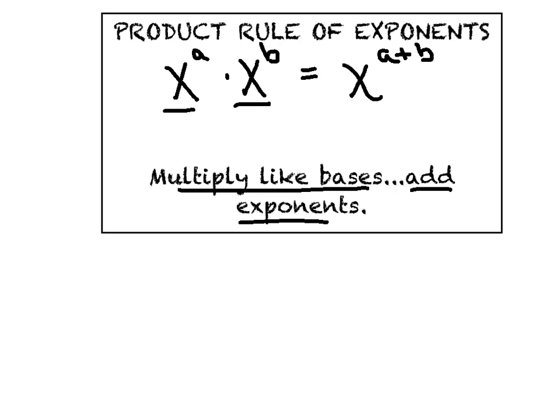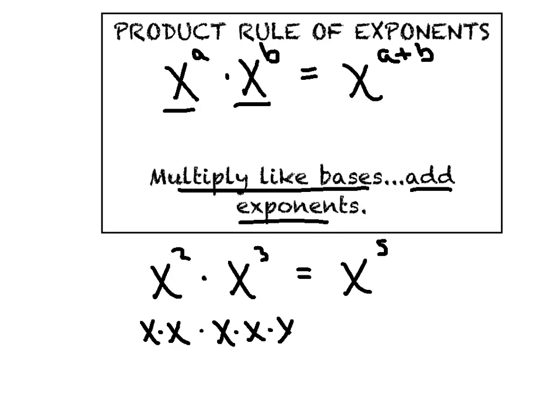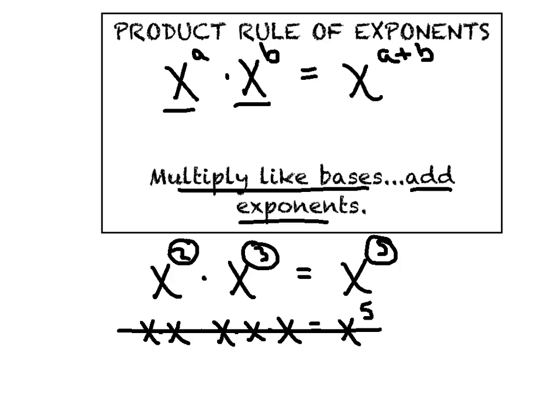A good example, we could say x squared times x to the third is equivalent to x to the, yes, you've guessed it, fifth power. Just as an illustration, x squared is really x times x, and x cubed is x times x times x, and I think you'll quickly realize that that is also x to the fifth. But we don't really need to write all of these out. We're going to simply add these exponents together in our head and get the fifth power.